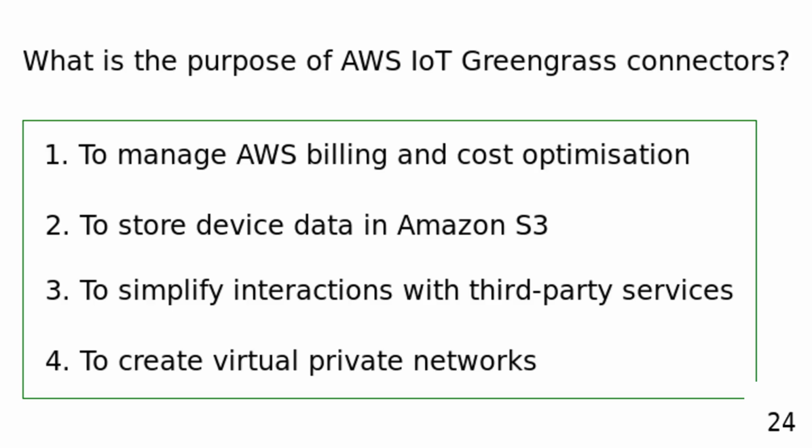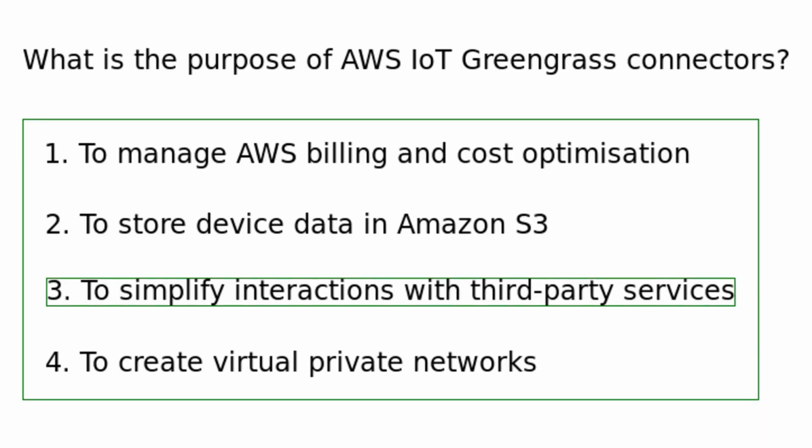What is the purpose of AWS IoT Greengrass connectors? To manage AWS billing and cost optimization. To store device data in Amazon S3. To simplify interactions with third-party services. To create virtual private networks. Connectors provide pre-built integrations with external services and simplify the process of connecting to those services.